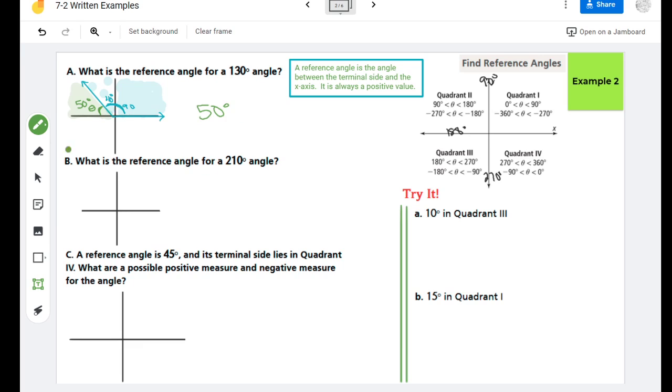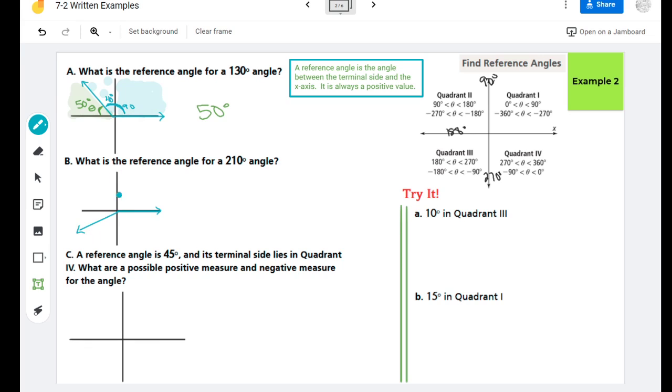Alrighty, so now let's try another one. Again, I'm going to start out by drawing my initial side on the x-axis. It's always there, right? It's called the standard position. All right, and our angle is 210 degrees. So that's between 180 and 270, which means that it's chilling out here somewhere in quadrant 3.